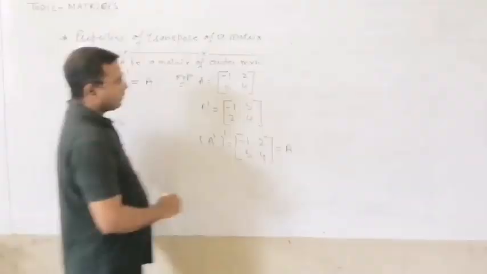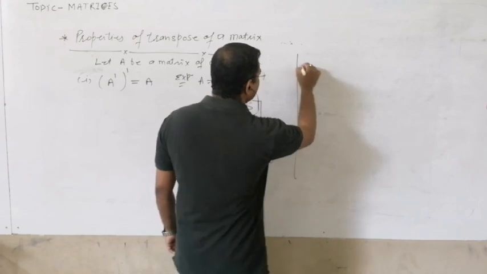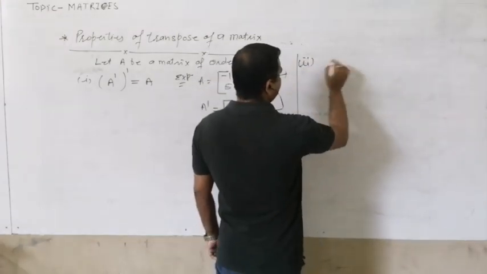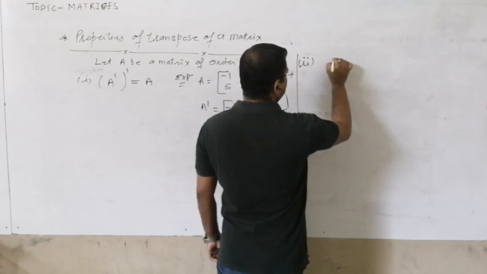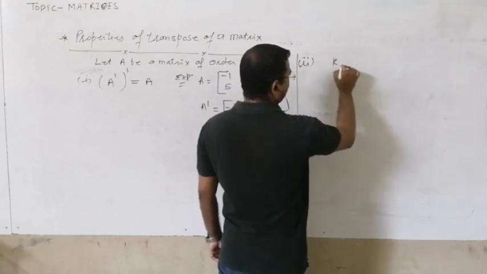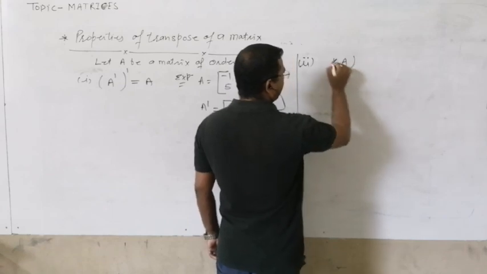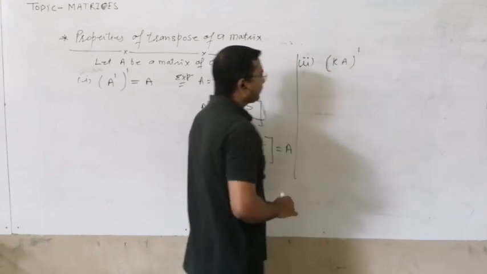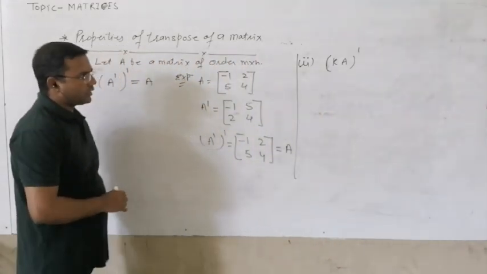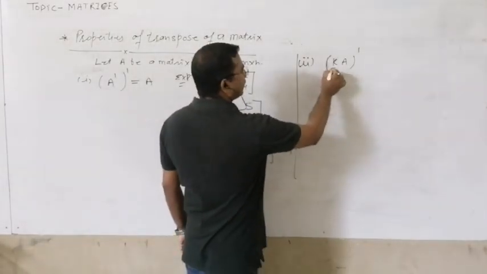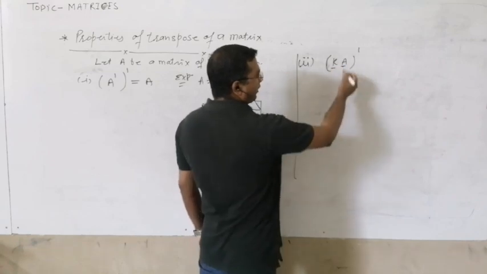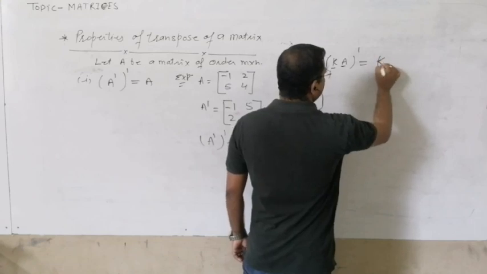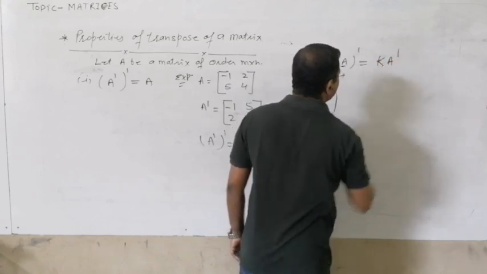Then the second property we can discuss here. See, in the second property I will tell you, if we are finding the transpose, suppose there is a matrix A being multiplied by a scalar k, and we are finding the transpose of the whole. K is a scalar here, A is a matrix, and we are finding the transpose of the whole. Then it is equal to k A transpose.